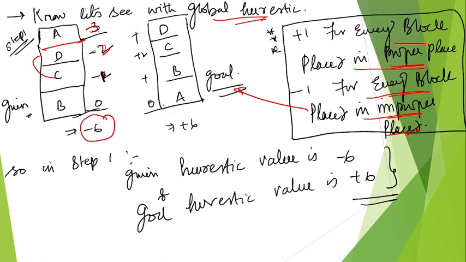Before 0 there is nothing. Before A nothing, 0. After A, B block comes, this is +1. After B, C is coming, there are 2 blocks, +2. After C, 3 blocks are coming, +3. This is +6, correct? So in this step, the given heuristic value is -6 and the goal heuristic value is 6, we have calculated our steps. Here what we are doing, we are going for global heuristics.